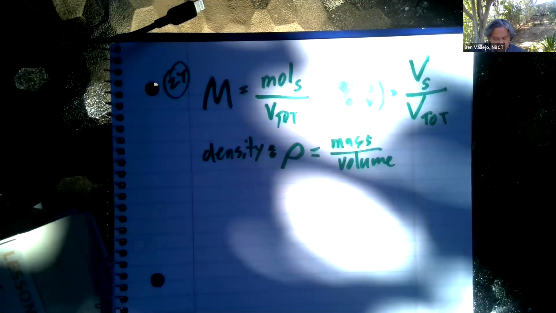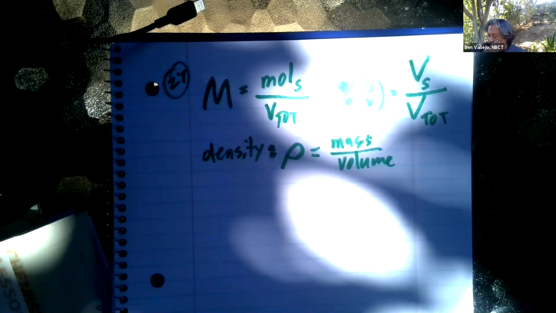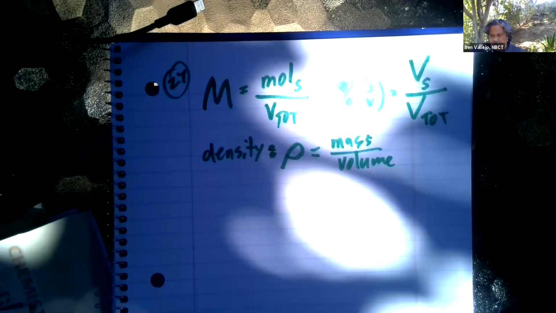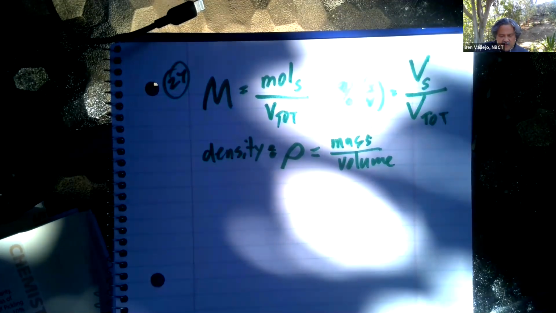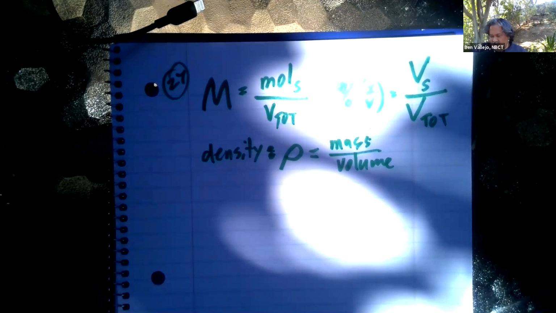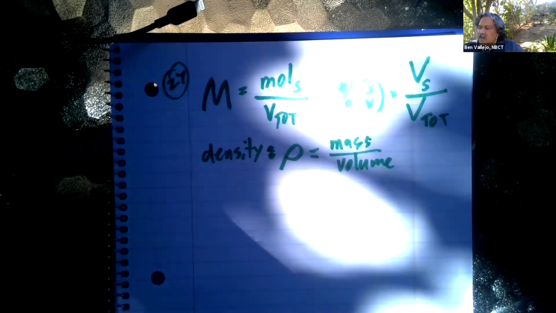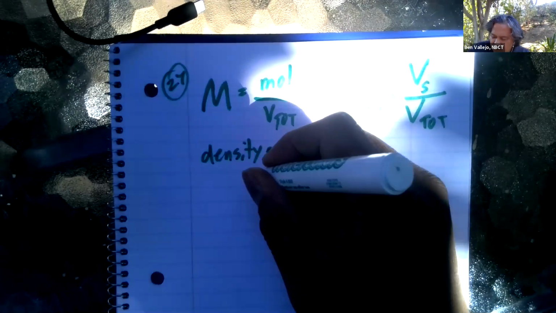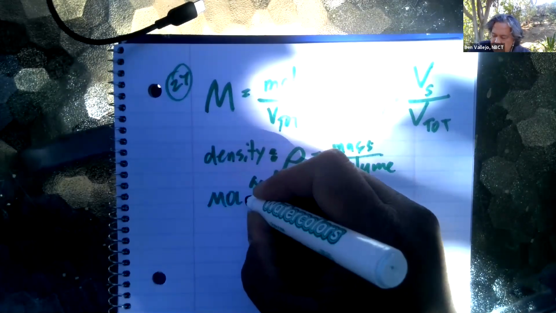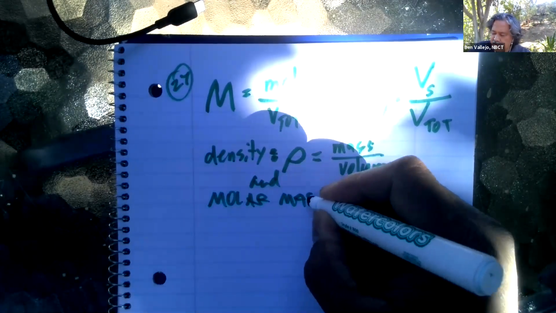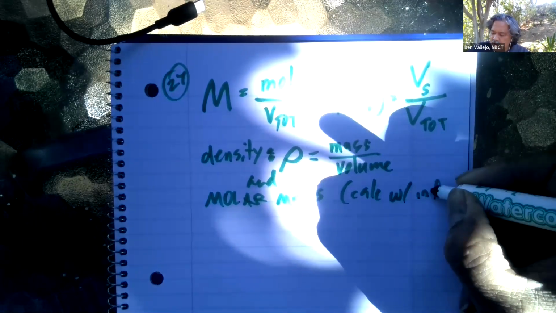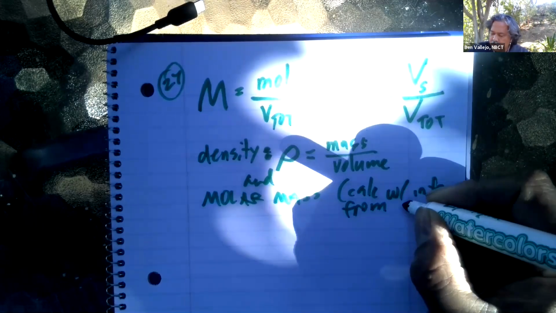So what is the answer to number 27? Molar mass and density. If you knew those two things, then you would be able to do it. I wasn't even going to do that one, but I did it. So there you go. Density, oh, and I didn't write it, and molar mass, which you calculate with info from the periodic table.